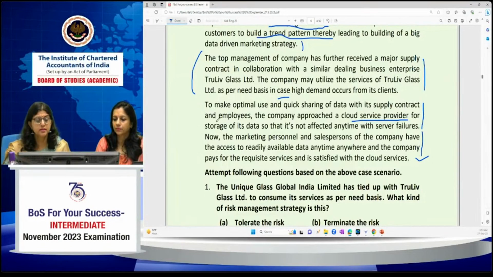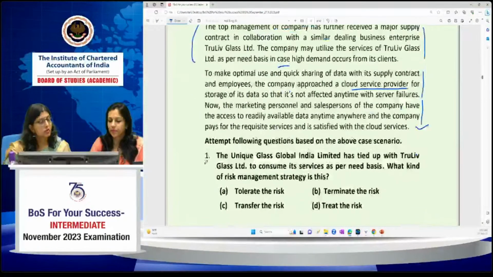Now, based on this case scenario, we have certain questions. So we'll just try understanding where and how we answer them. We will attempt the questions with you and we would expect you also to answer. So the first question is: the Unique Glass Global India Limited has tied up with TrueLive Glass Limited to consume its services on a need basis. What kind of risk management strategy is this?